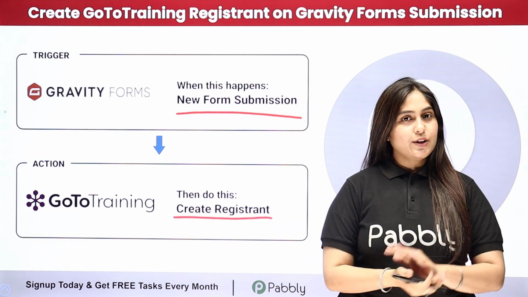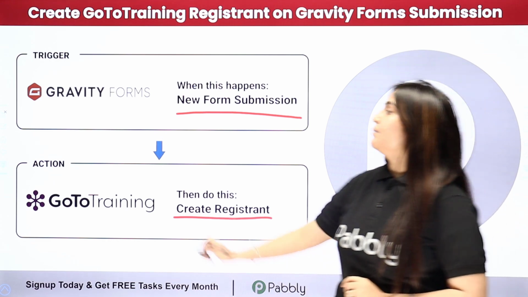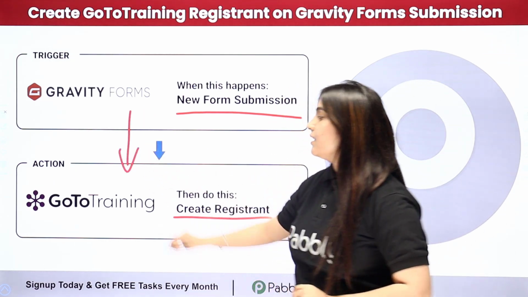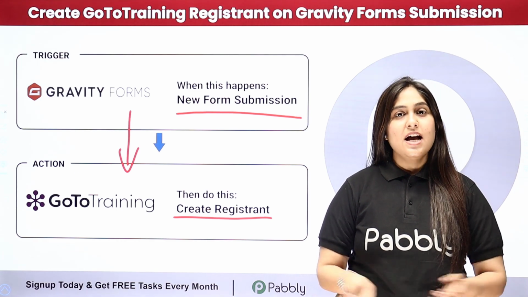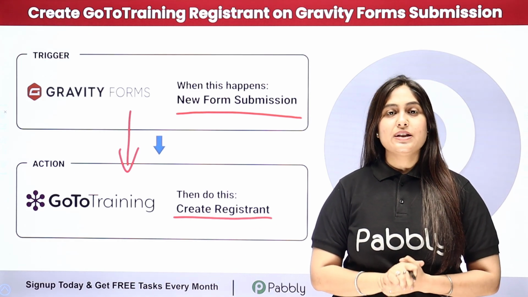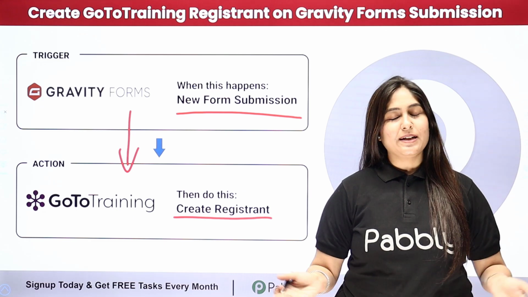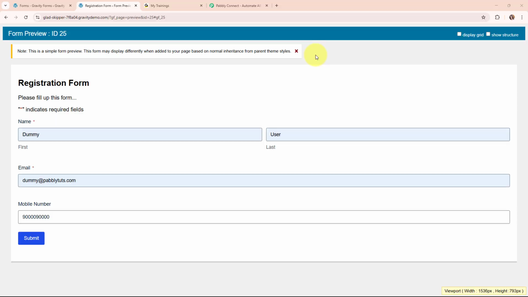So to automate the entire process, I need to connect my Gravity Forms with my GoToTraining account using an automation software named Pabbly Connect. So to see the working of this automation and to learn this process step by step, let me take you to my screen. Welcome to my screen.